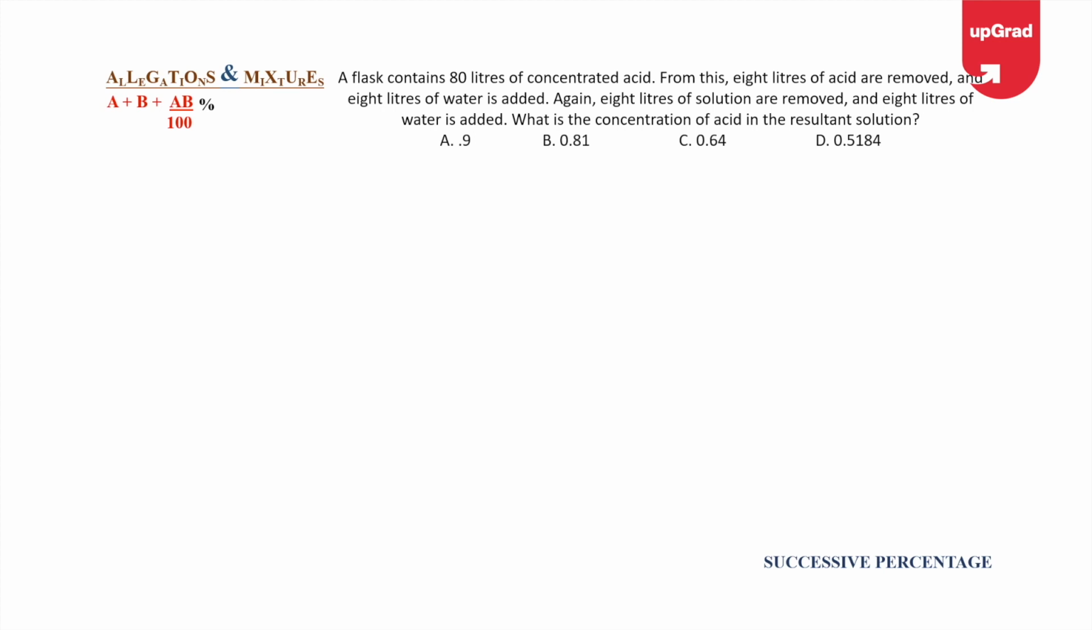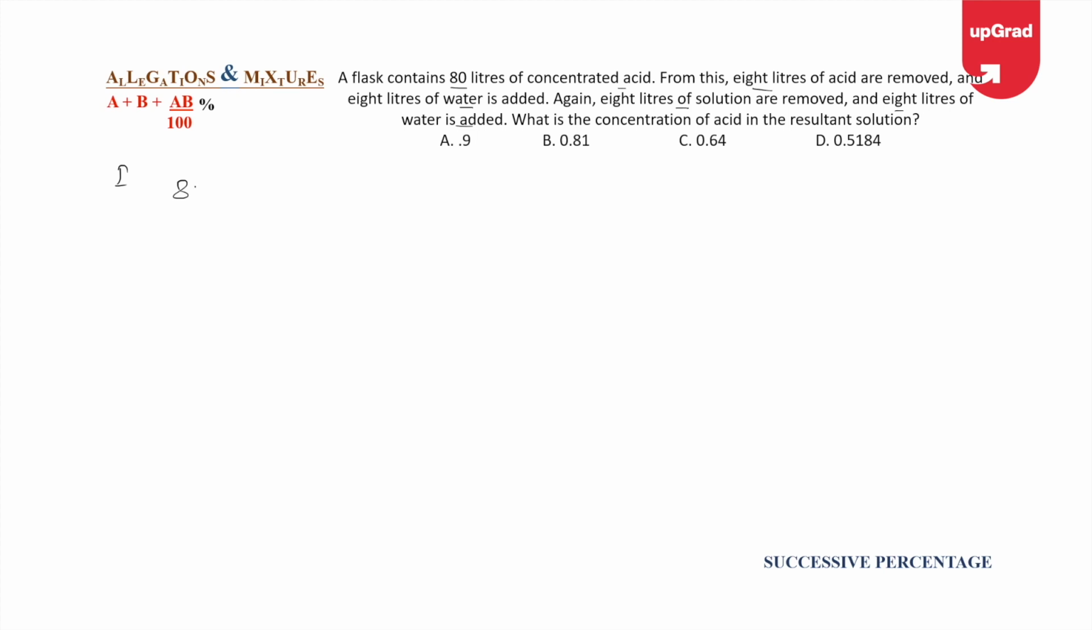A flask contains 80 liters of concentrated acid. From this, 8 liters of acid was removed and 8 liters of water is added. Again, 8 liters of solution was removed and 8 liters of water is added. What is the concentration of acid in the resultant solution? Now, this question that comes from alligations and mixtures, I would rather solve it in both the ways. First of all, obviously, the conventional method. Let's see what it is.